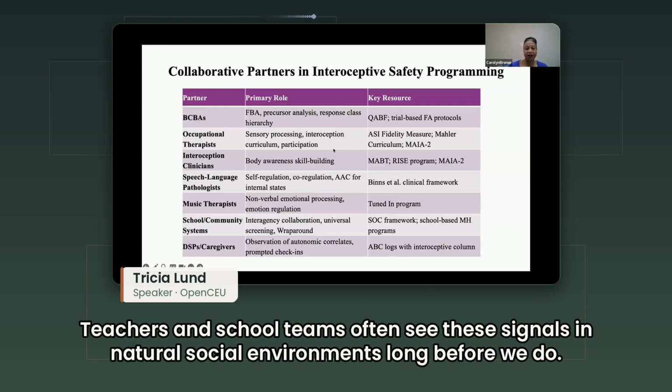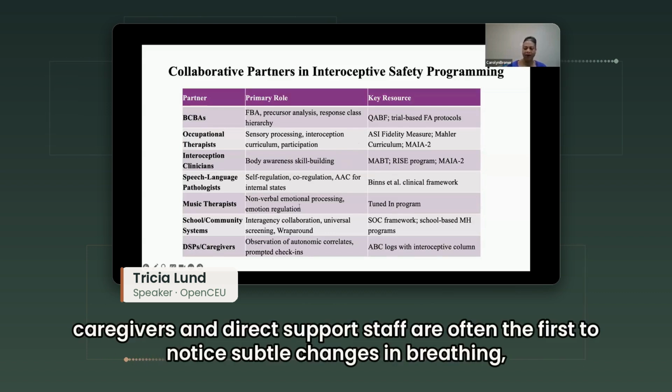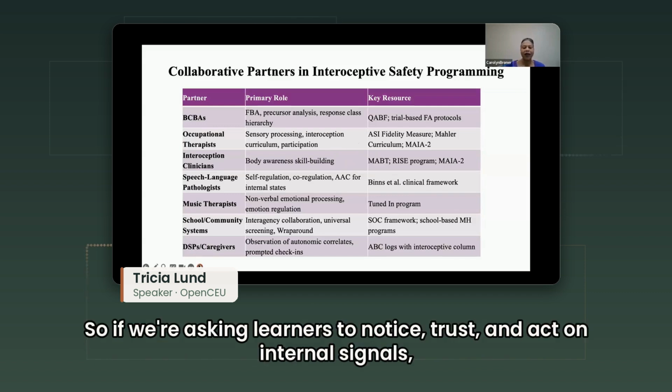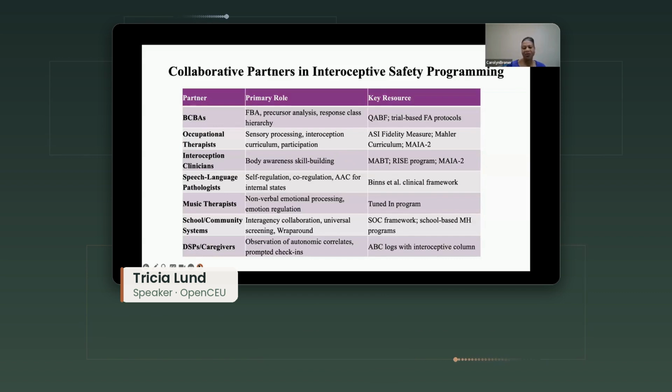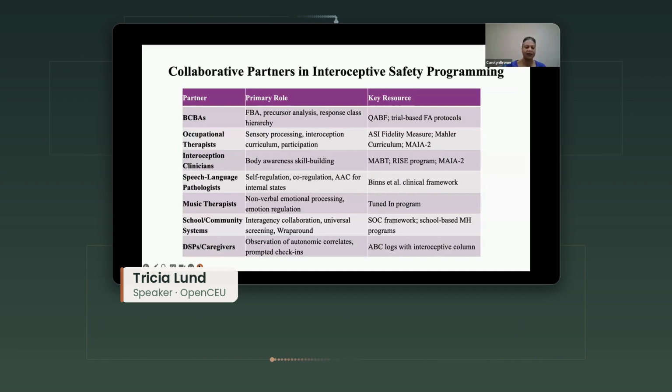Teachers and school teams often see these signals in natural social environments long before we do. And perhaps most importantly, caregivers and direct support staff are often the first to notice subtle changes in breathing, posture, vocal tone, or proximity seeking. So if we're asking learners to notice, trust, and act on internal signals, no single discipline owns that work. Effective safety programming requires coordinated expertise across environments. Next slide.